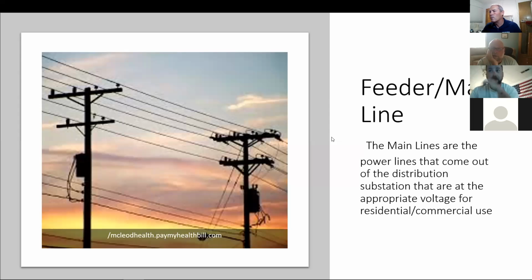You've got your feeder lines. They're the lines coming out of the distribution substation, also referred to as main lines. So the main lines are the power lines that come out of the distribution substation at the appropriate voltage for residential and commercial use. Okay.